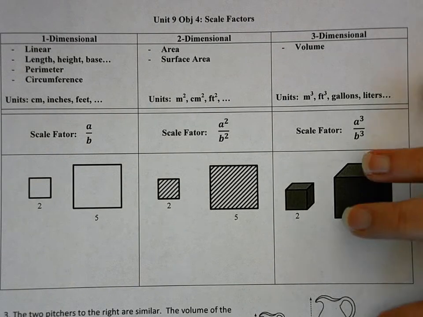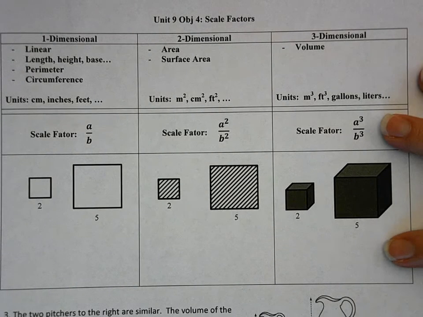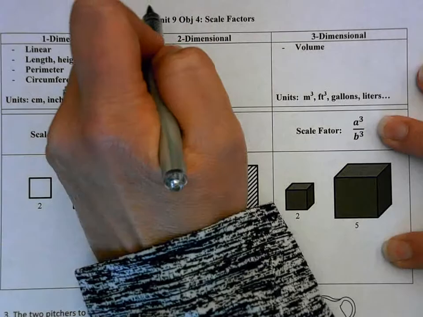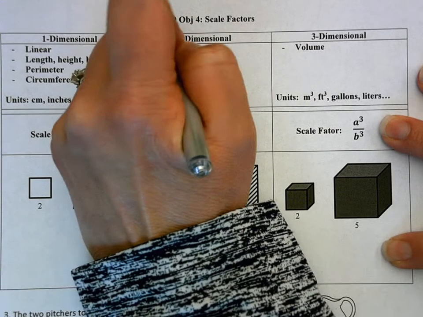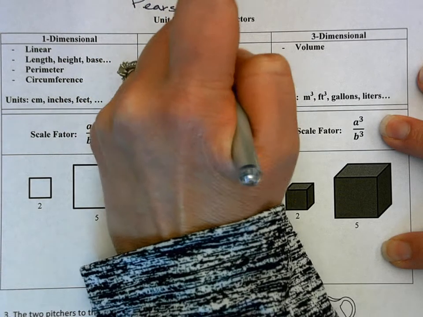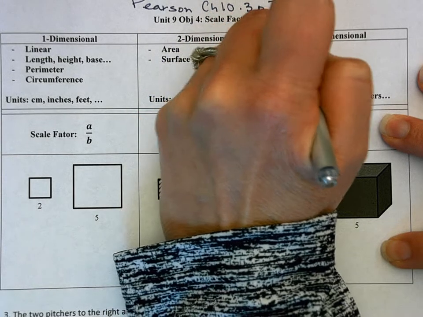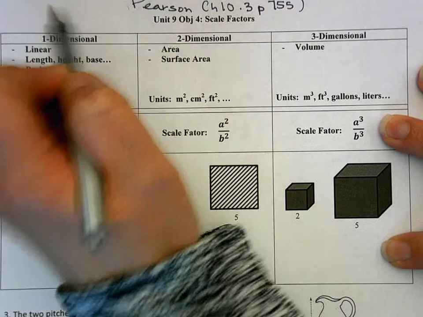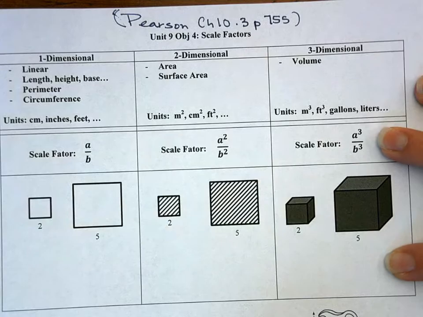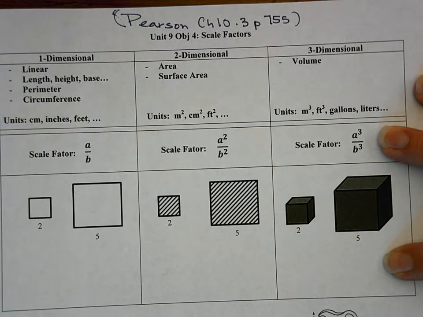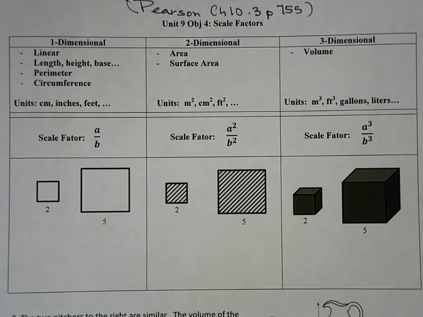Okay, so Unit 9, Objective 4, Scale Factors. In our Pearson book, this is actually Chapter 10, Objective 3, which starts on page 755. So what we're going to learn here is about scale factors.